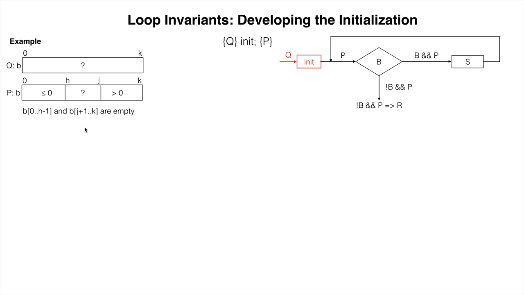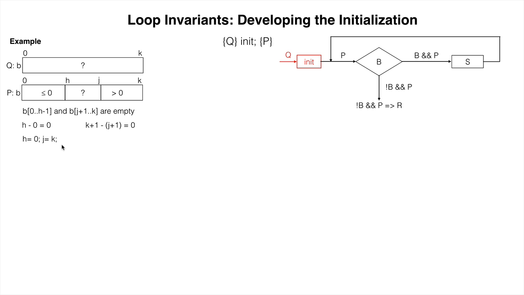To make these segments empty, we use the follower minus first rule for the number of values in a range. For the leftmost segment, the follower is h and the first is 0. This yields h minus 0 equals 0. Similarly, the follower in the rightmost segment is k plus 1, and the first is j plus 1. K plus 1 minus j plus 1 should also equal 0. These equations give us the initialization, h becomes 0, j becomes k.